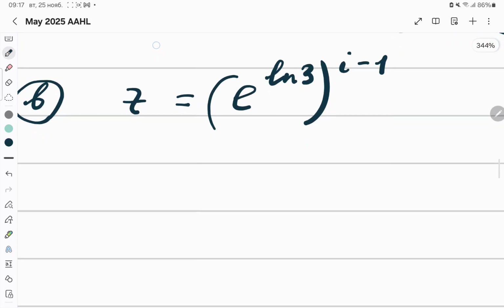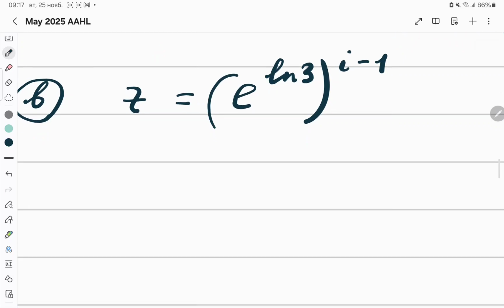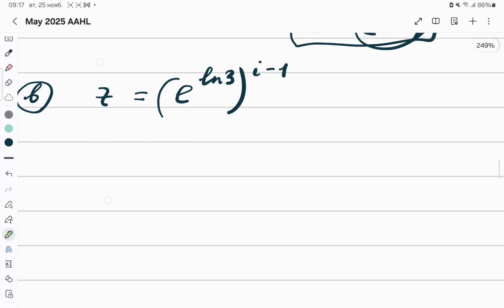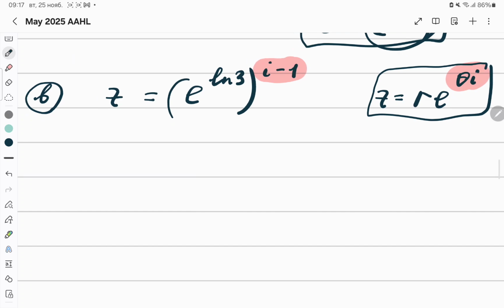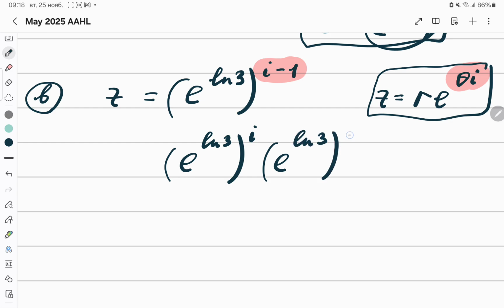So now we have to deal with this. To do the next step, we have to remember that the complex number in Euler's form is z equal to r e in power theta i, right? Now what we have from this part, we have i. We have to have i here, but we have i minus 1. So that's why we have to convert somehow i minus 1 just to i. Okay, what to do? Let's switch using the property of exponents. We can make this operation. So multiplied by e in power ln 3 in power negative 1, yeah?